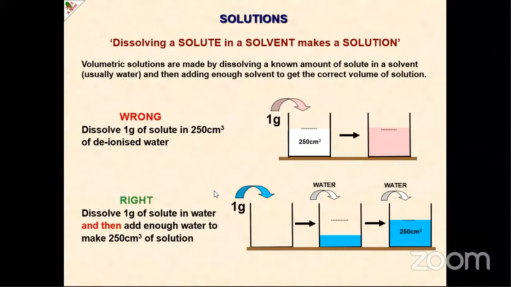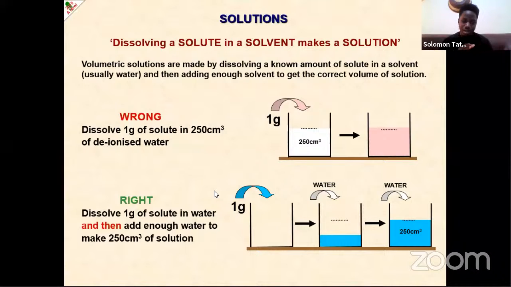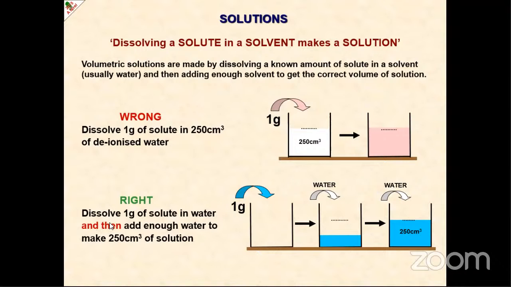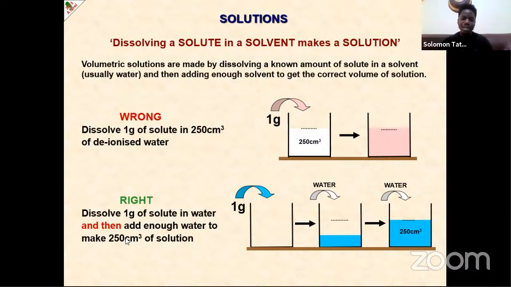Okay, I was saying, we have seen the wrong way. Let's do it the right way. So the right way to make these solutions is, for example, you have 1 gram of solute, you dissolve 1 gram of solute in water, okay? Just a certain amount of water. Make sure it is dissolved. Then add enough water to make up to 250 cubic centimeters of solution.